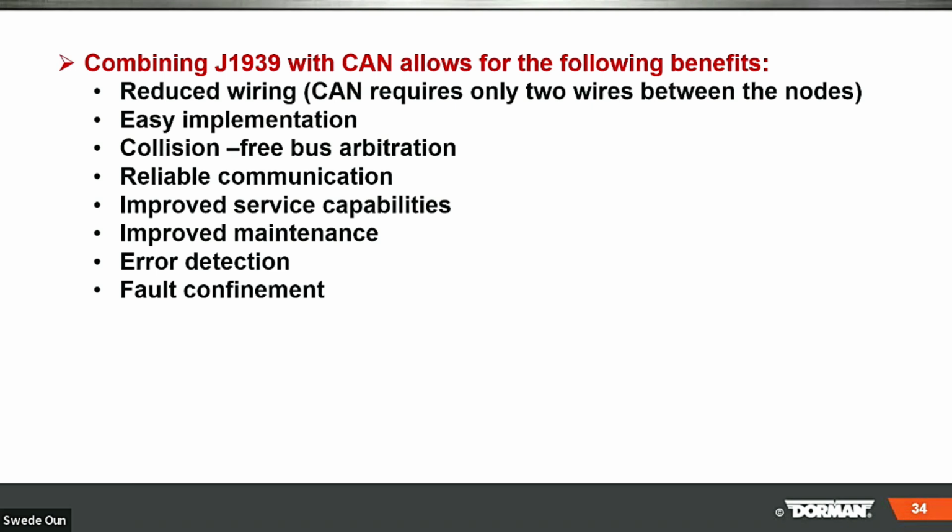Collision-free bus arbitration. This is where my pressure gets up. It's like, it's like 10-1. We got to get rocking here. Reliable communication, improved service capabilities, improved maintenance, error detection, fault confinement.